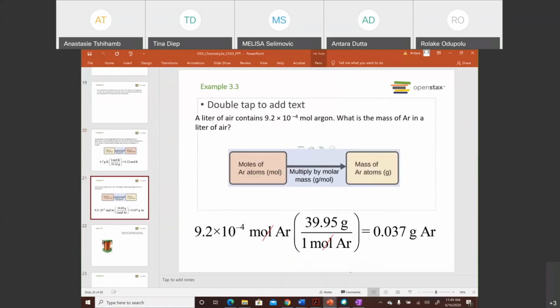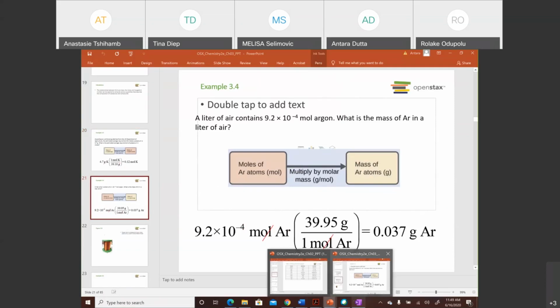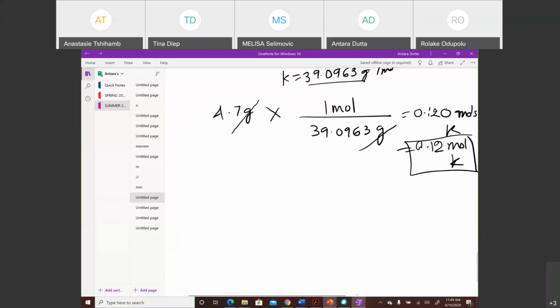So the next one is just the reverse. Reverse means you are given moles, and you have to calculate the mass. It says a liter of air contains 9.2 times 10 to the minus 4 moles of argon. What is the mass of argon in a liter of air? Again, same way, you set up. I prefer to write like that. I always write what is given and what is needed.